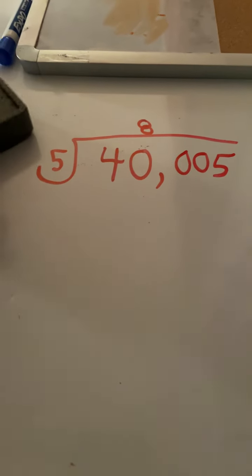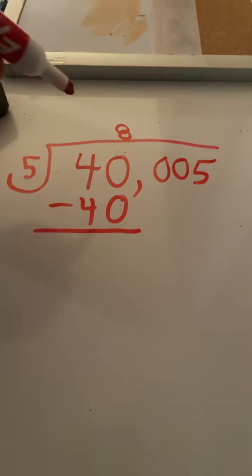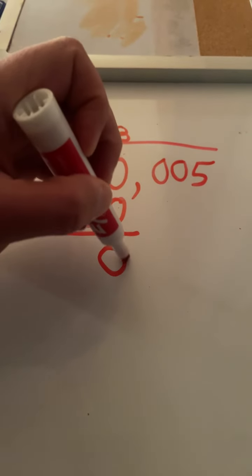I'm going to erase all the skip counting I did over there. Here we go. Now I landed right on 40. There was no remainder, so 40 is what we subtract. 40 minus 40 equals 0.